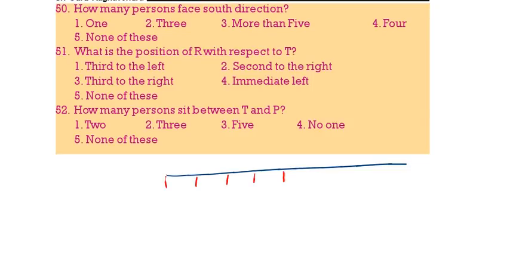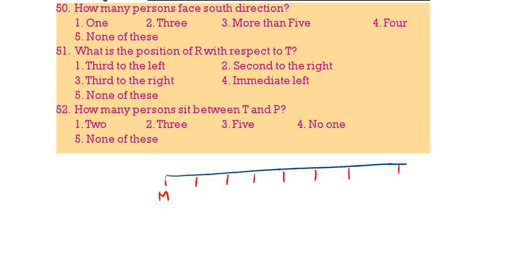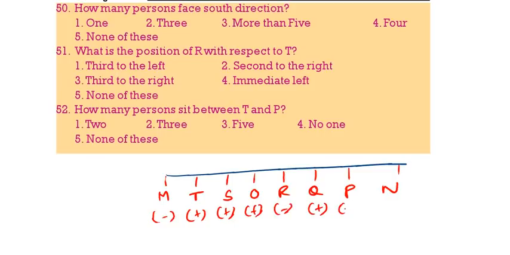See the persons: M, T, S, O, R, Q, P, N. M minus, T plus, S plus, O plus, R minus, Q plus, P minus, N minus. How many persons face south direction? See how many persons: 1, 2, 3, 4. 4 persons are there facing south direction.